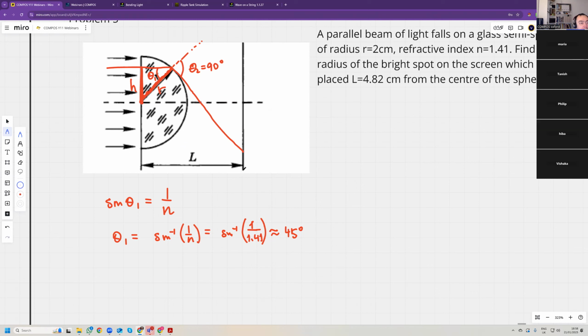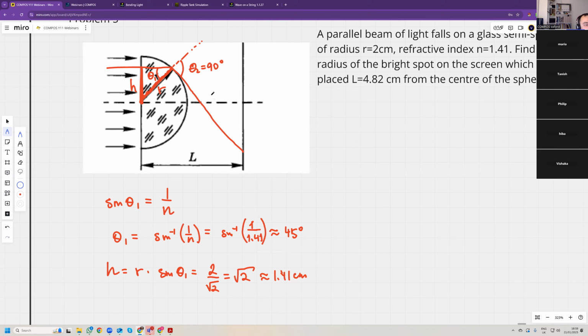Now, we want to find h. H is r multiplied by sine theta 1. So that's 2 divided by root 2, which is root 2. Okay, h is root 2 centimeters, so it's approximately 1.41 centimeters.